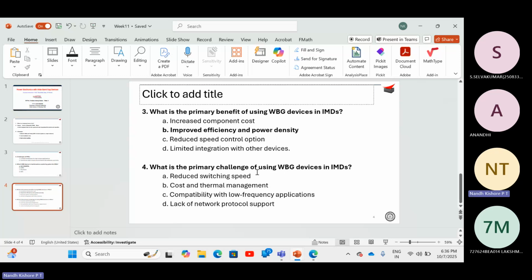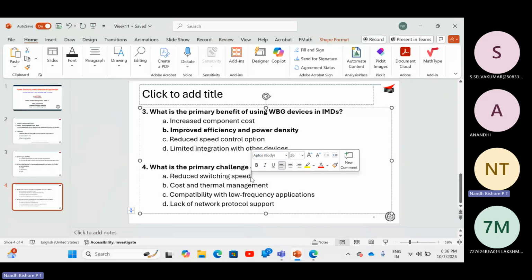So, what is the challenge of using WBGs? So, WBGs, do they allow reduced switching speed or can we go for high switching speed? So, we can go for high switching speed with WBG devices. Okay, so A is not the answer. Second is cost and thermal management. Yes, this is the answer because WBGs are costly, number one.